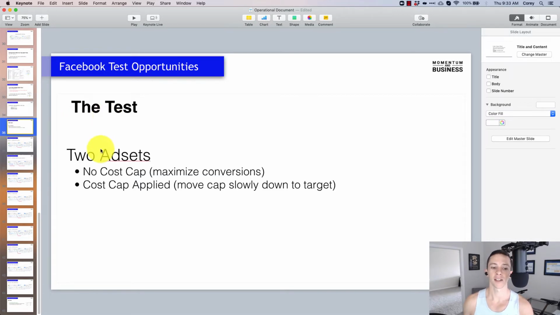So for the test, I'm going to take 2 ad sets. One of them is going to have no cost cap on it. The other will have the cost cap applied using our top-down strategy here, moving the cap slowly down to the target, right? So this is a split test of 2 ad sets. And the reason why I'm doing this is so that we can see the difference between maximized conversions and then also the cost cap, right? So how does it actually perform differently?